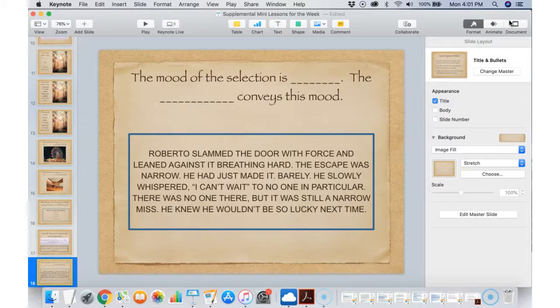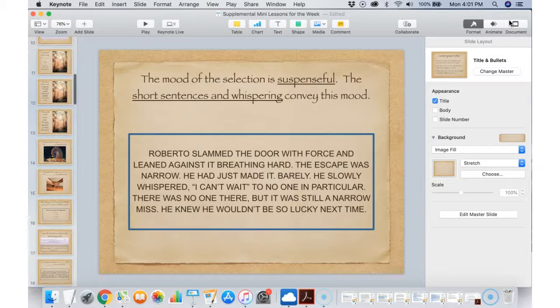So when you read that, when you picture what's happening, what is the mood? Not how Roberto's feeling, but how we as the reader are feeling. Are we feeling anxious? Are we feeling shocked? Are we feeling surprised? Maybe shocked isn't the right word, maybe surprised isn't the right word, but think about what this makes you as the reader feel.